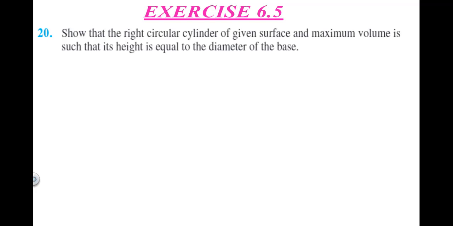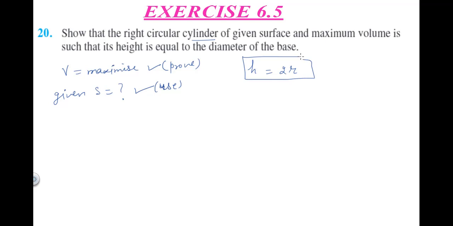So here comes the next question. Question number 20. What we have to prove in this is: show that a right circular cylinder of given surface area and maximum volume. So volume is to be maximized here, right? And what is given to us? The surface area. Clear? This is what we have to use in the question. Such that the height of the cylinder is equal to the diameter of the base, that means 2r. This is what we have to prove.